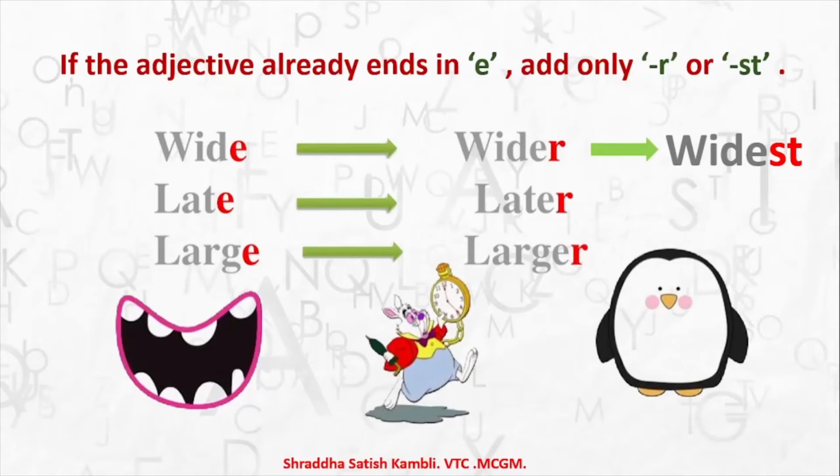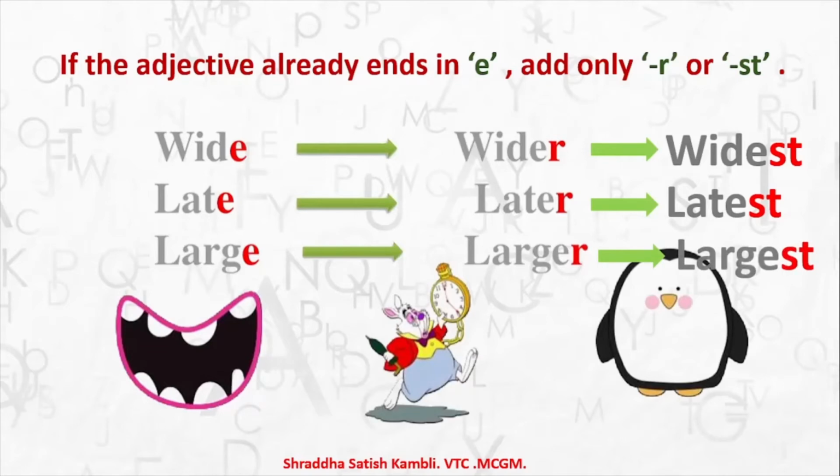What about late? Now late also has an E at the end. So it becomes later with an R and latest with an ST. Third is large, L-A-R-G-E, large. So it takes R in the comparative form and it takes ST in the superlative form. So it becomes larger, L-A-R-G-E-R, and largest, L-A-R-G-E-S-T. So this is one rule. If an adjective already has an E in the end, then you add only the R and the ST.